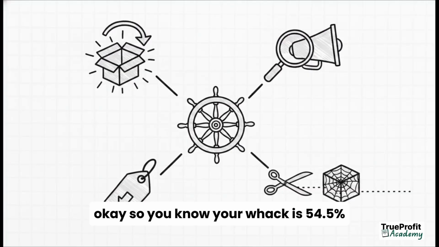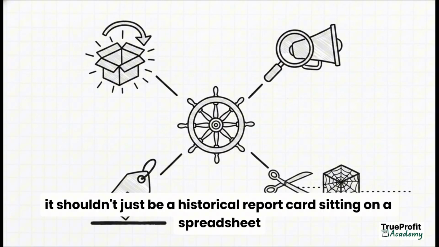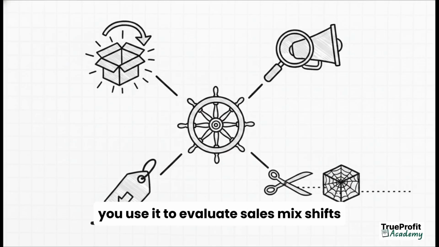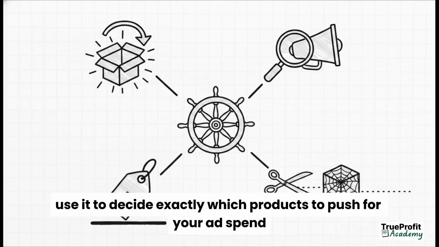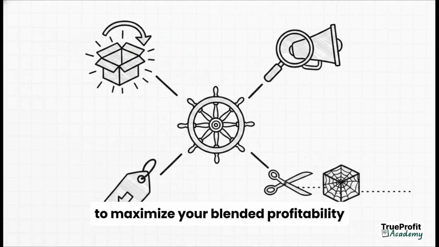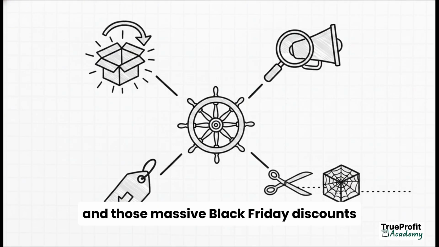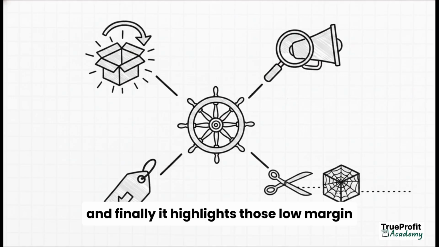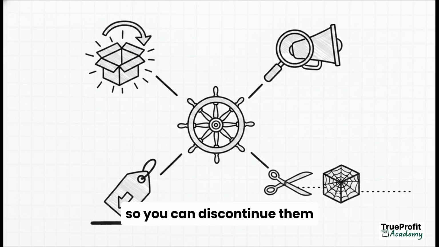Okay, so your WACM is 54.5%. What now? Well, it shouldn't just be a historical report card sitting on a spreadsheet. It should dictate your next business moves. You use it to evaluate sales mix shifts, like if you launch a new product line, how does it drag up or pull down the whole catalog? Use it to decide exactly which products to push for your ad spend to maximize your blended profitability, not just your vanity top-line revenue. It also sets a hard baseline for your pricing and those massive Black Friday discounts, so you don't accidentally discount yourself into unprofitability. And finally, it highlights those low-margin, low-volume duds that are just dragging your catalog down so you can discontinue them.